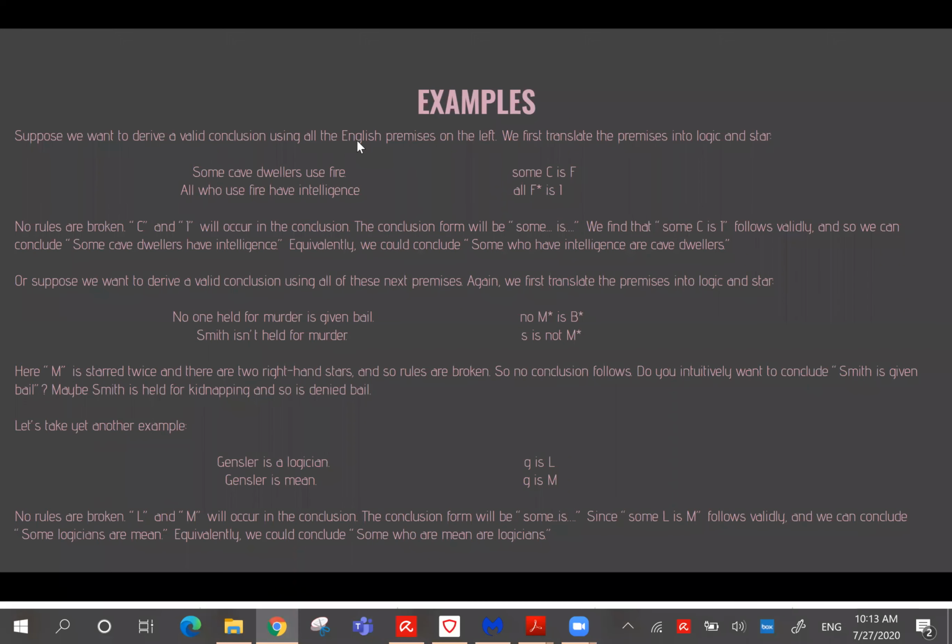Gensler is a logician. Little g is big L. Gensler is mean. Little g is big M. No rules are broken. L and M will occur in the conclusion. The conclusion form will be some is. Since some L is M follows validly, we can conclude some logicians are mean. Equivalently, we could conclude some who are mean are logicians.